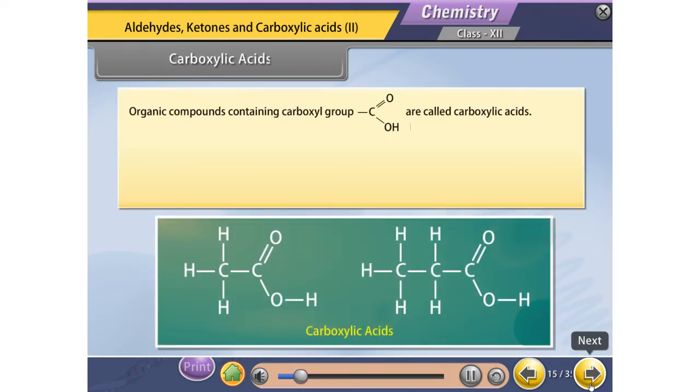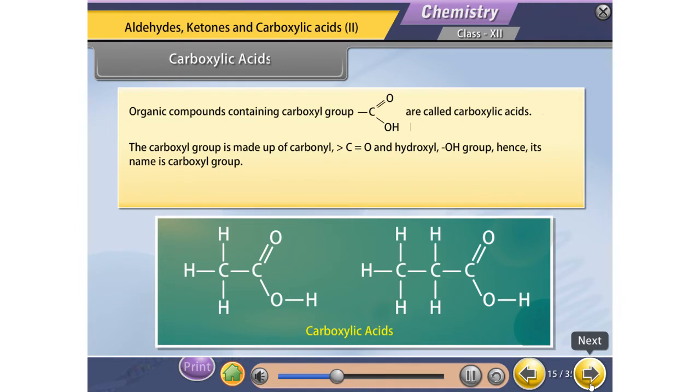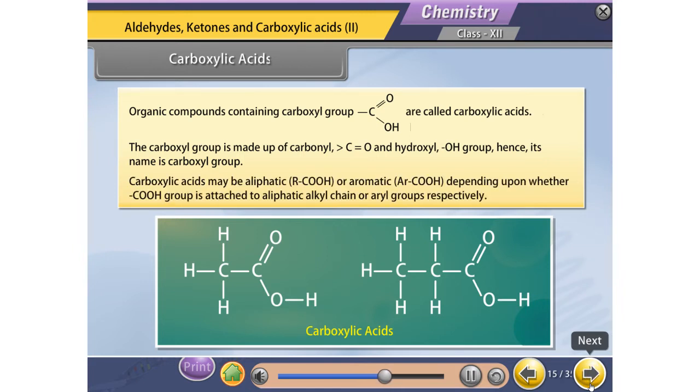Carboxylic acids. Organic compounds containing the carboxyl group are called carboxylic acids. The carboxyl group is made up of carbonyl and hydroxyl groups, hence its name. Carboxylic acids may be aliphatic or aromatic, depending upon whether the carboxyl group is attached to an aliphatic alkyl chain or aryl groups respectively.